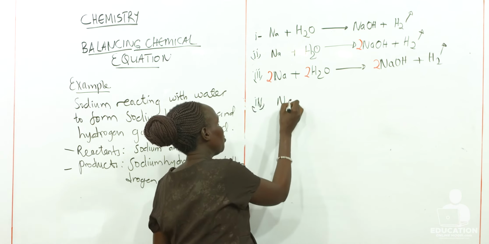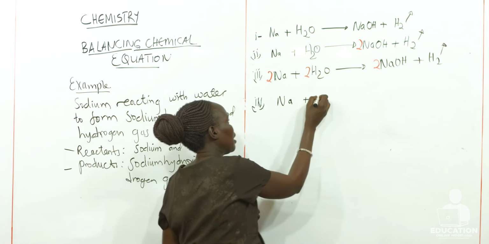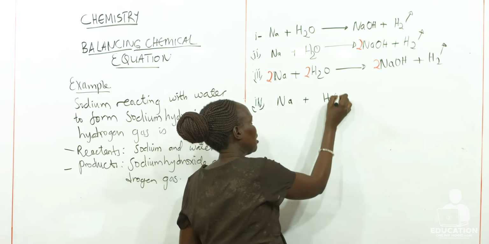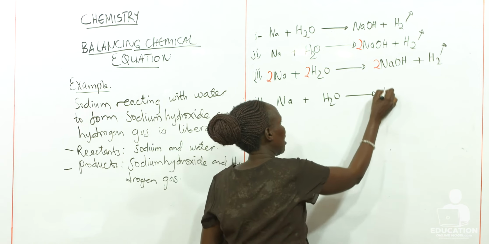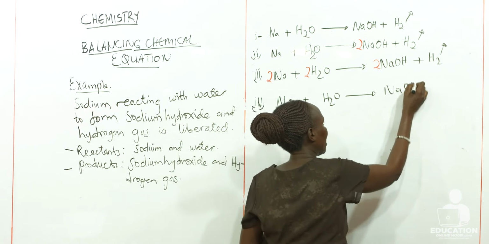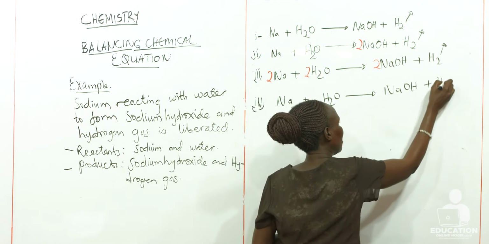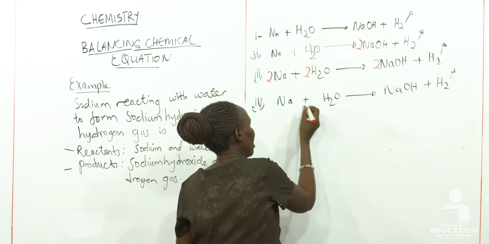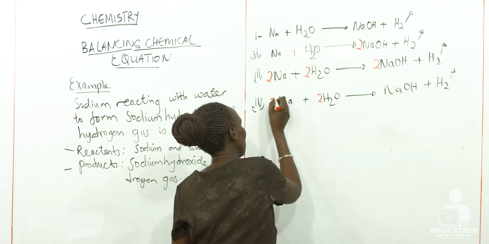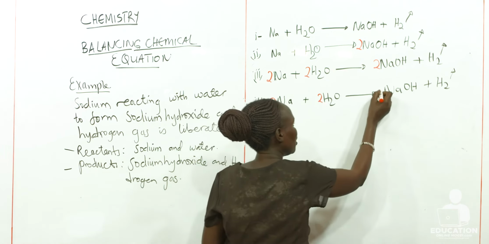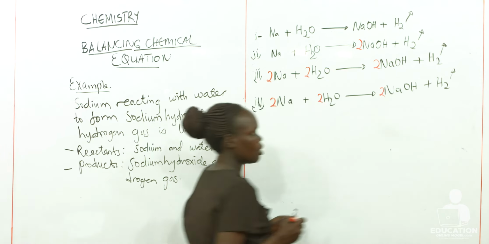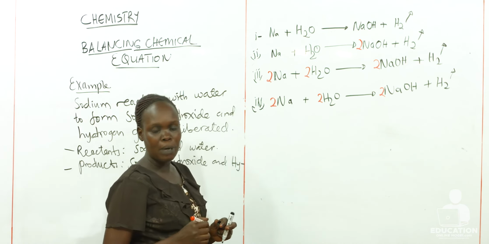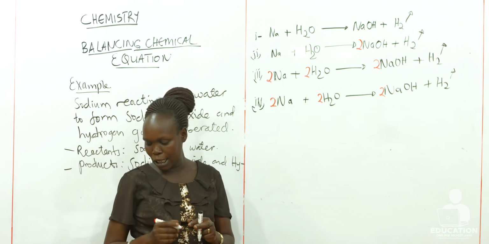So we shall have sodium plus water. It will give us sodium hydroxide plus hydrogen gas liberated. So we have here water represented by 2 moles of water, 2 moles of sodium hydroxide. What are the state of the matters or the physical state here?